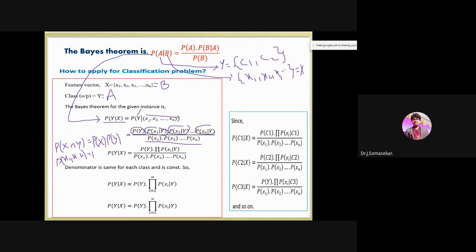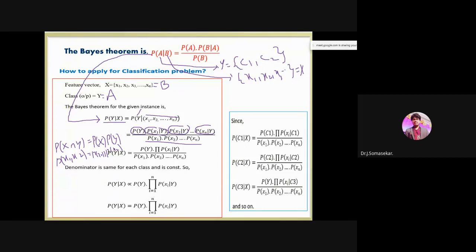So P of X1 into P of X2. This is the main assumption we are making here. In the Naive Bayes classifier, the main assumption is that all the features or symptoms we are considering are independent in nature. Because of that, the numerator can be written as P of X1 given Y, P of X2 given Y, up to P of Xn given Y, and the denominator as P of X1, P of X2. Otherwise we would have to write P of X1, X2, and so on, Xn.